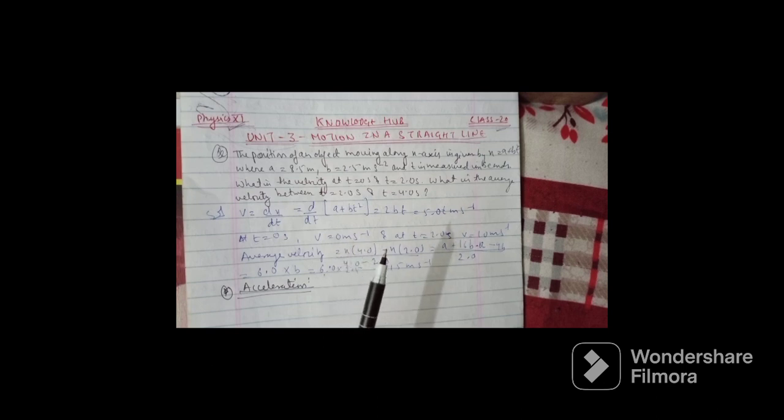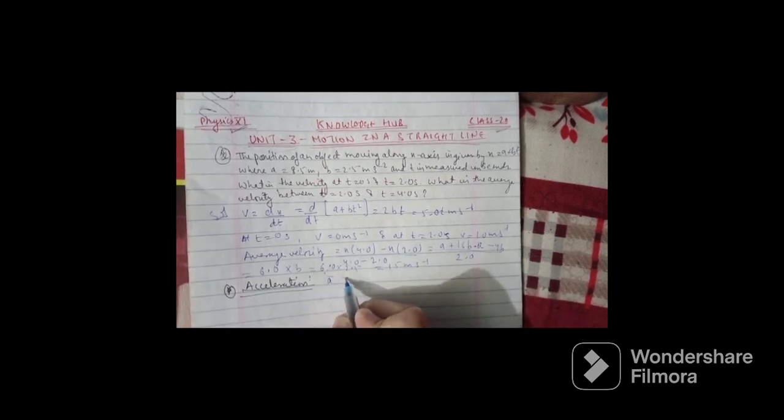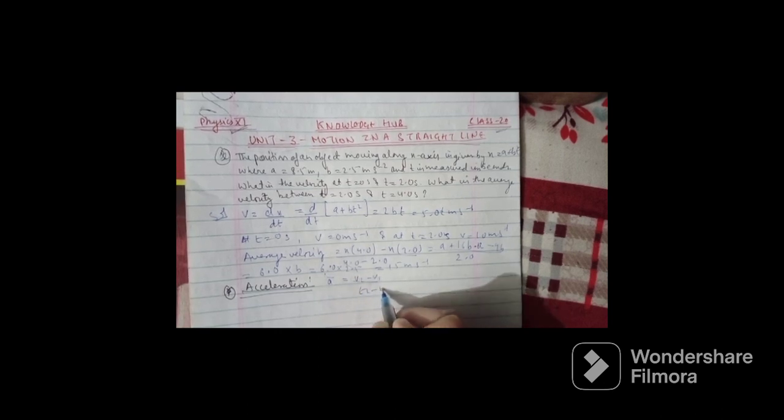The average acceleration a-bar over a time interval is defined as the change of velocity divided by the time interval. So here we go. a-bar equals v2 minus v1 upon t2 minus t1, which is delta v by delta t, change in velocity upon change in time, where v1 and v2 are the instantaneous velocities, or simply velocities, at times t1 and t2.